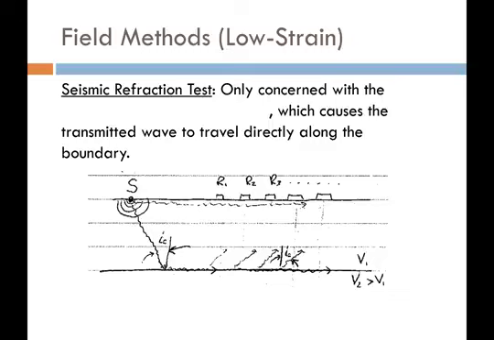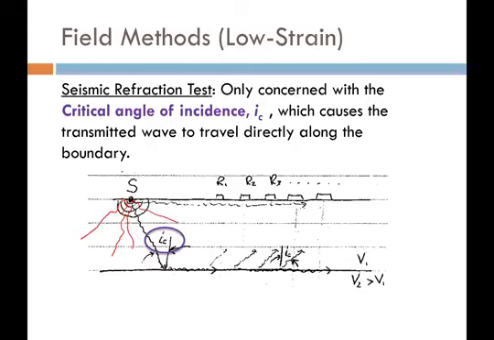So in this test, we are only concerned with the critical angle of incidence. Now, what is the critical angle of incidence? You'll recall that the seismic source is sending out waves in all directions, right? And when these waves come down, they're going to hit the boundary and there's going to be a reflection.